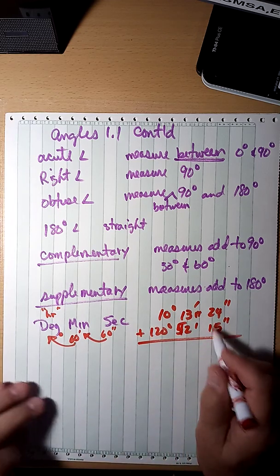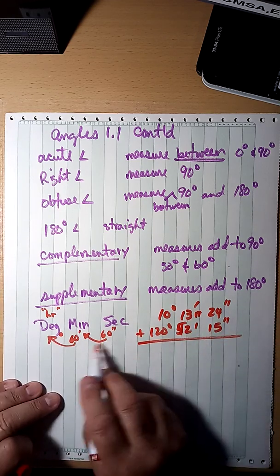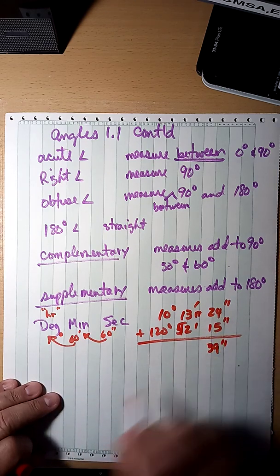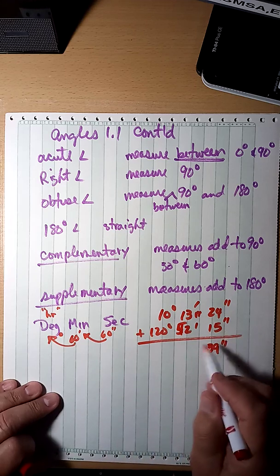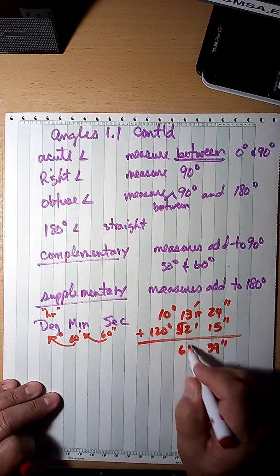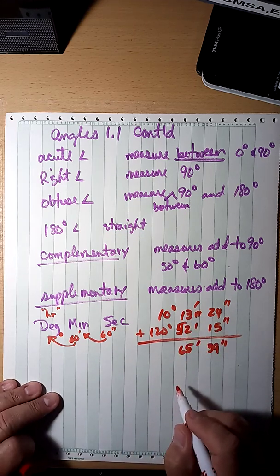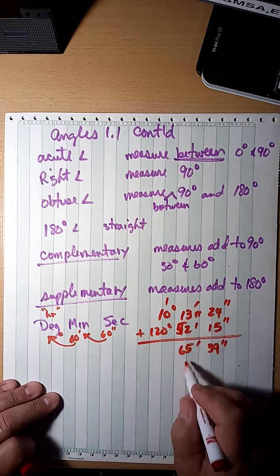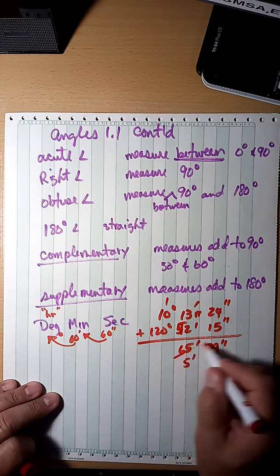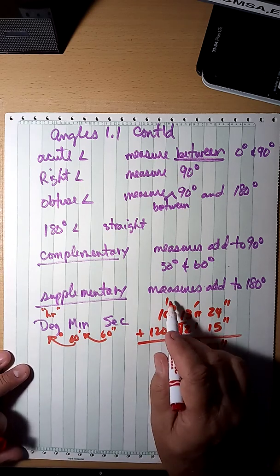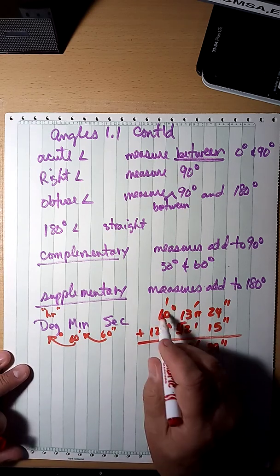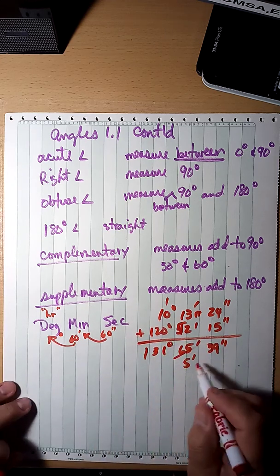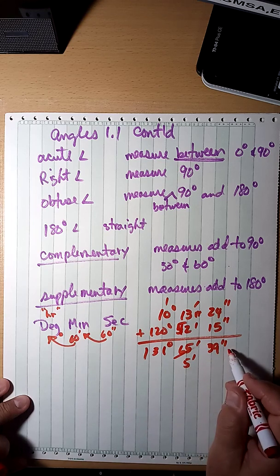Well, you add and then you carry when you get to the 60s. So this becomes 39 seconds. That doesn't get over 60, so you don't have to worry about that. This is now 65 minutes, which is 1 degree and 5 minutes. And now you've got 130 plus 1, so it's 131 degrees, 5 minutes, and 39 seconds.